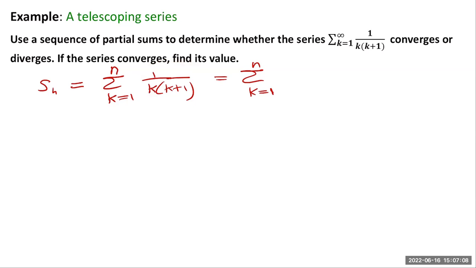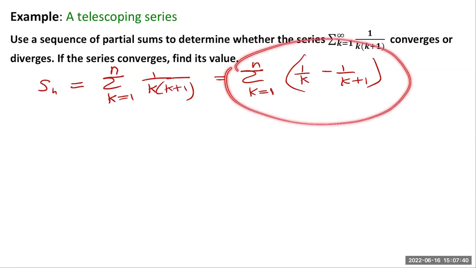You are familiar with partial fractions from your Calculus 2 class as well as in your pre-calculus class. So this is going to be 1 over k minus 1 over k plus 1. Now, I'm going to expand this partial sum, because I can plug in k equals 1 to get the first term and then k equals 2, and so on and so forth.